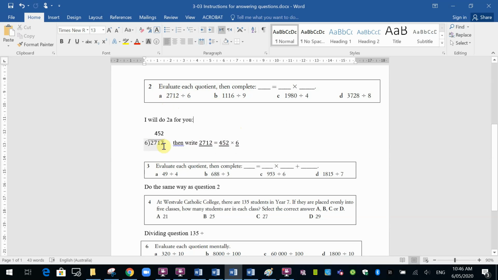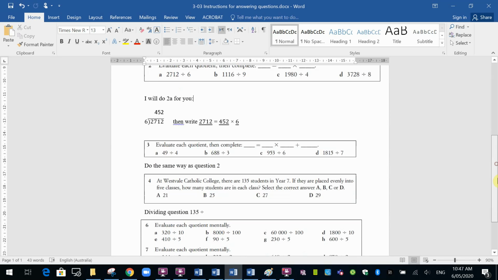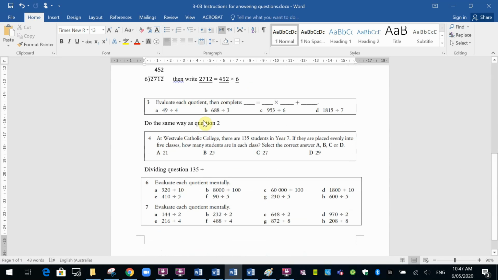Please remember that once you've got this far, you write the answer like this as well. 2712 equals 452 times 6. Okay, question 3, you do the same way as question 2. Exactly. Question 4, at Westvale Catholic College, there are 135 students in Year 7. If they are placed evenly into 5 classes, how many students in each class? Select the correct answer.